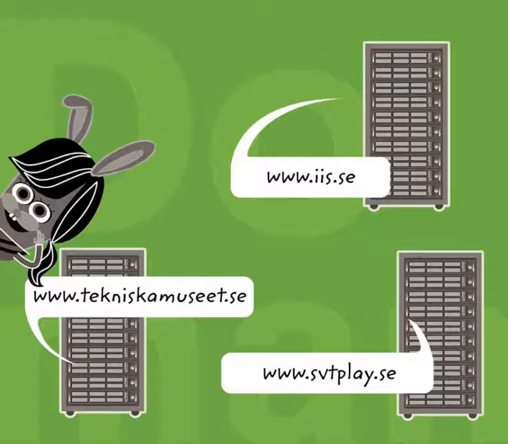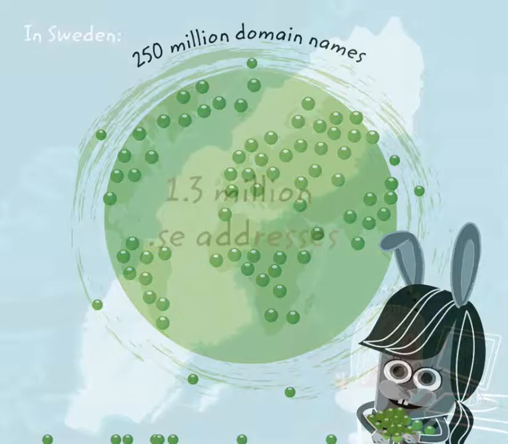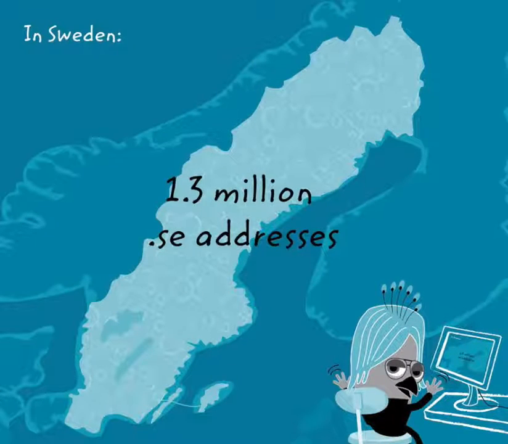www.techniskamuseet.se. An address with letters instead of numbers is called a domain name. It is the servers that have domain names, not the computer, mobile, or tablet. There are around 250 million domain names in the world. In other words, there is unbelievably much to discover on the internet. Addresses that end in .se have a connection to Sweden, and there are around 1.3 million .se addresses.